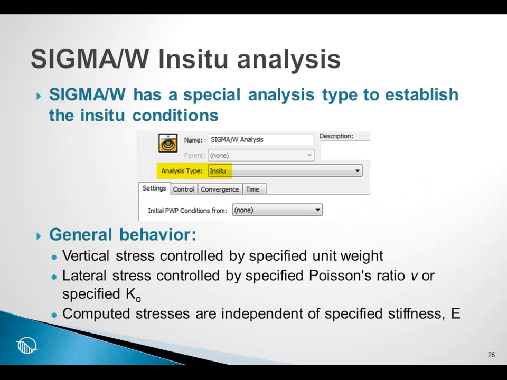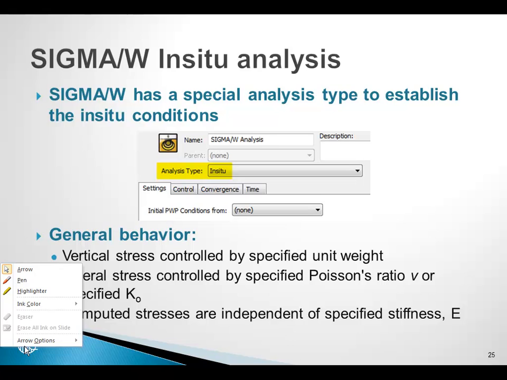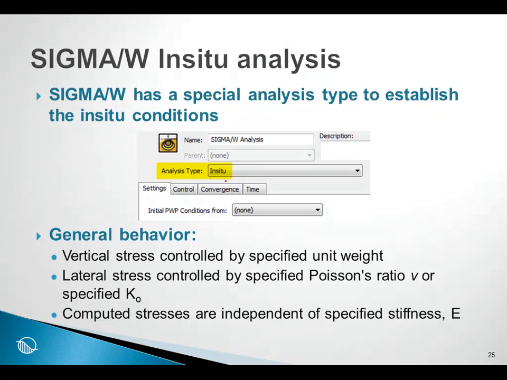So SIGMA/W has a special analysis type. The analysis type we will select is in situ. And so when we select the in situ analysis type, then we are in essence attempting to establish the state of stress in the ground, and SIGMA/W has a special algorithm to do this.